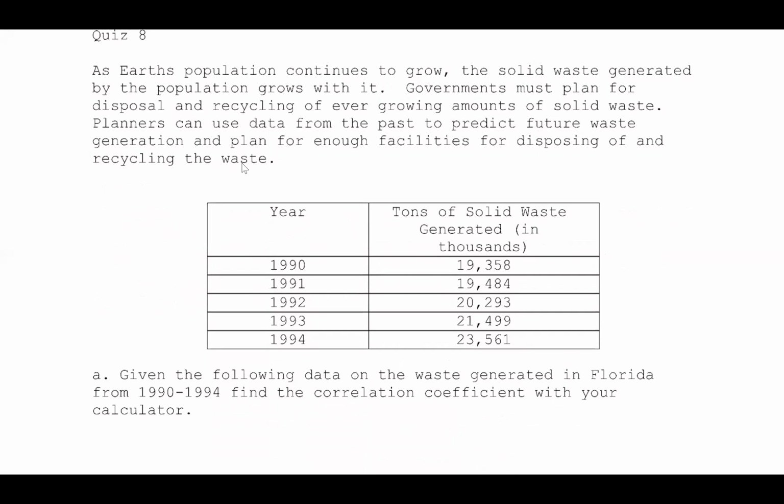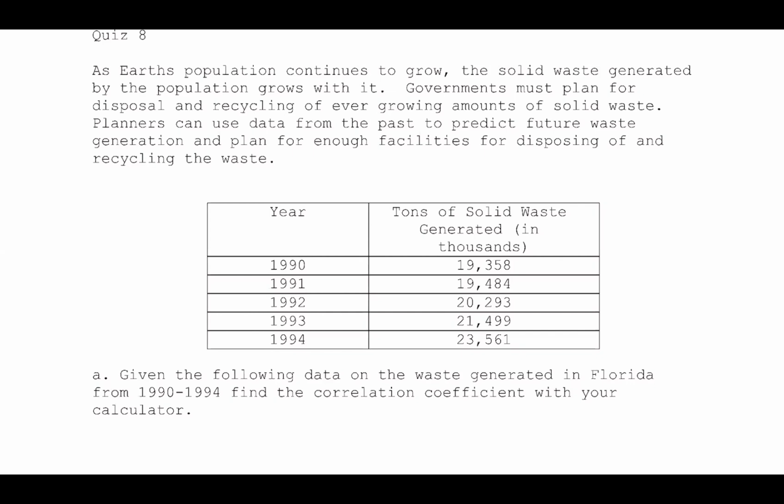All right, so this was yesterday's quiz. On the left side it had the year, and on the right side it had tons of solid waste generated, in thousands. Part A says, given the following data on the waste generated in Florida from 1990 to 1995, find the correlation coefficient with your calculator. So you don't have to show any work for part A.